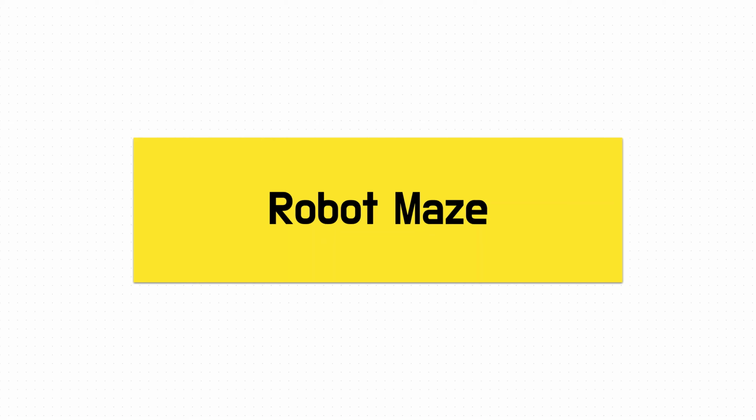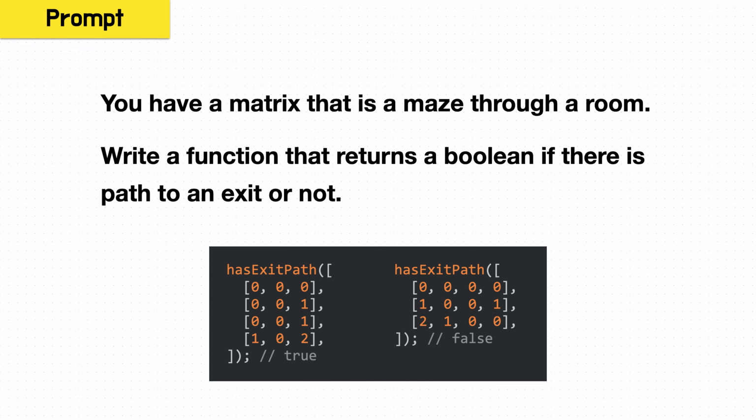Trey here, and in this lesson, we are going to solve Robot Maze. The prompt states you have a matrix that represents a maze through a room. You want to write a function that returns a Boolean true or false if there is a path to an exit.